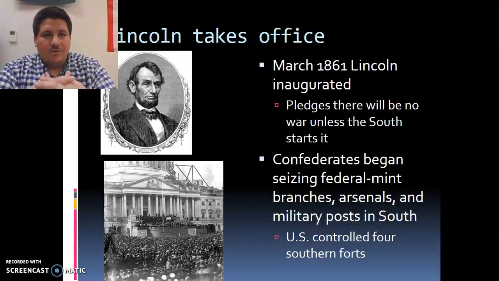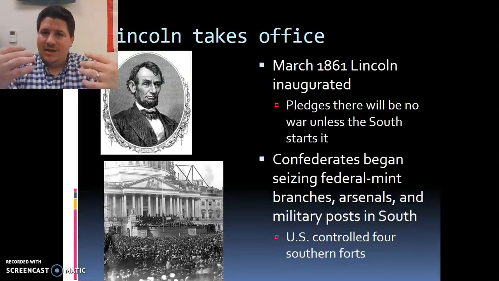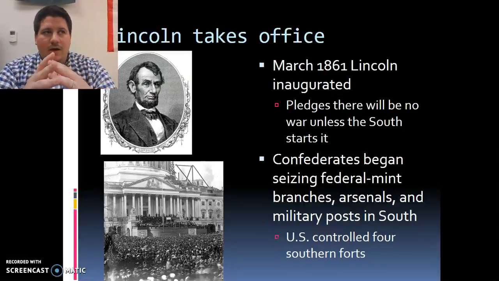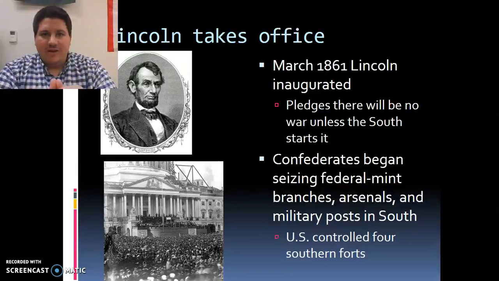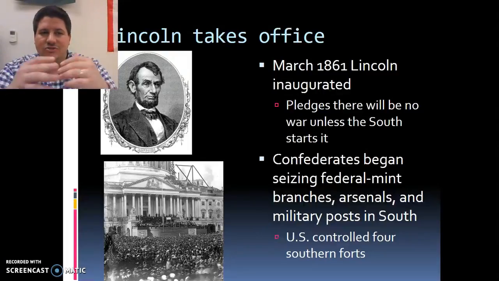In his inauguration speech, he will pledge there's not going to be a war unless the South starts it. He does not want a war at all. He knows that states are seceding, but he's kind of refusing to acknowledge that they're an independent country, and he's kind of hoping this whole thing will go away. But he knows realistically that it's not. But he's not going to start invading southern states. He's simply taking the policy of pretending that this country just doesn't exist.